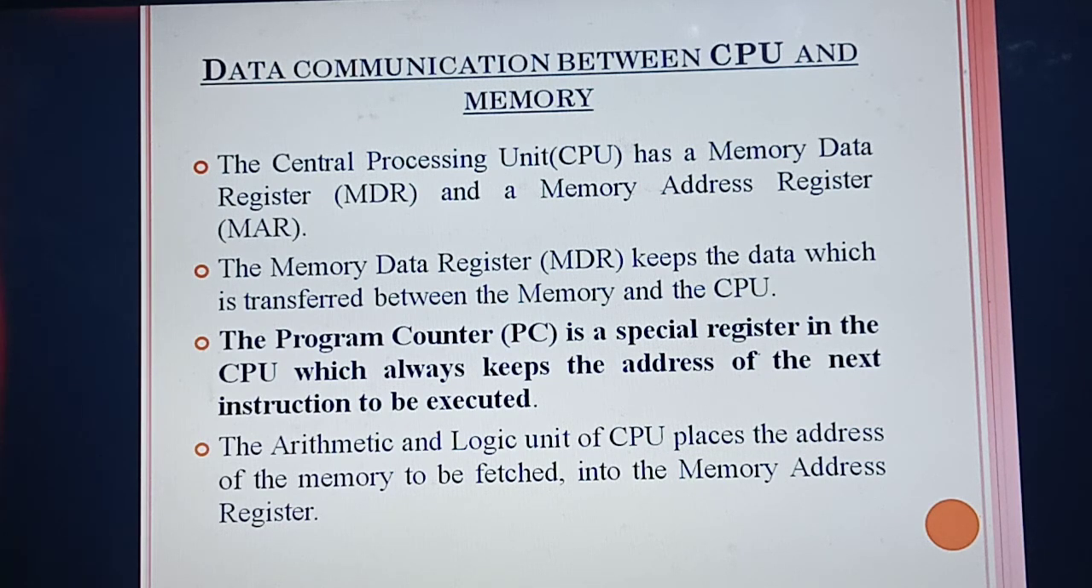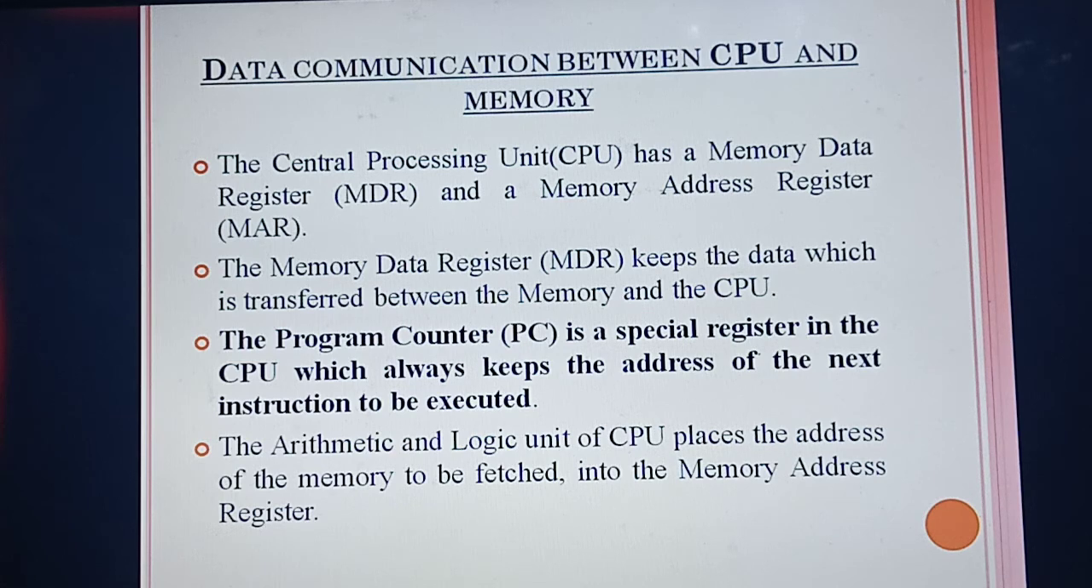Already you have studied 2 kinds of register inside the CPU. What are they? Memory data register and memory address register. Memory data register, what's the use? It will always keep the information about data transfer between memory and the CPU. So the next one is program counter. Very, very important 2 mark question. It is a kind of special register, and this special register is also kept inside the CPU.